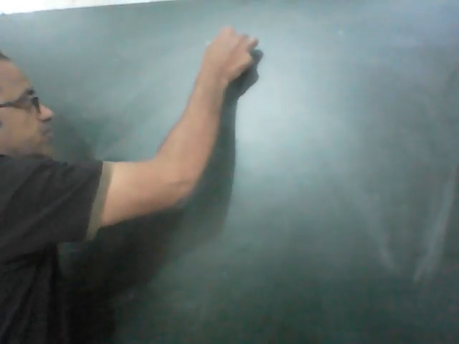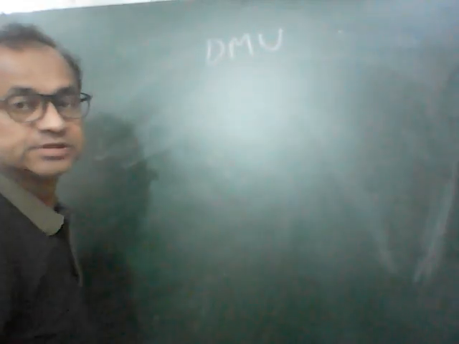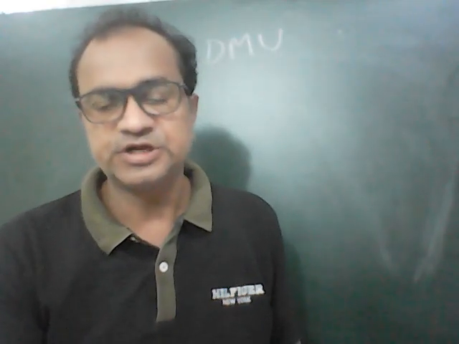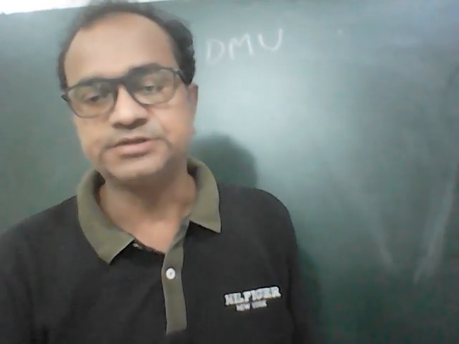Hello, today's topic is the law of diminishing marginal utility. It is also called diminishing marginal utility analysis. The concept is given by Marshall, in which he said utility can be cardinally measured.